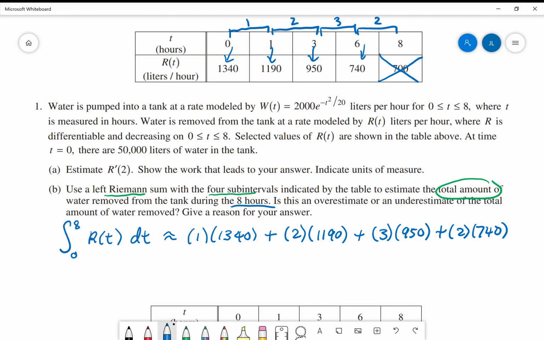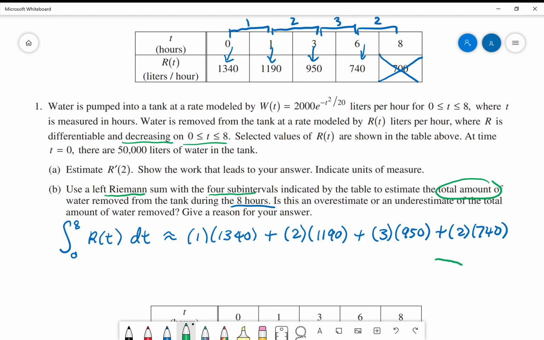Is this an overestimate or an underestimate of the total amount of water removed, and give a reason for your answer. Here is where a picture is worth 1,000 words. Draw yourself the scenario here. Go back to the question, find R of t, and see if that function is decreasing or increasing. And if you were diligent with underlining key information, then you would have noticed that R of t is decreasing on this interval between 0 and 8.